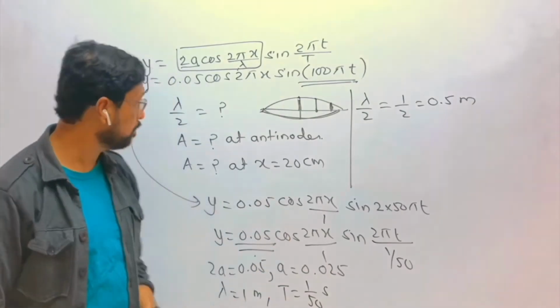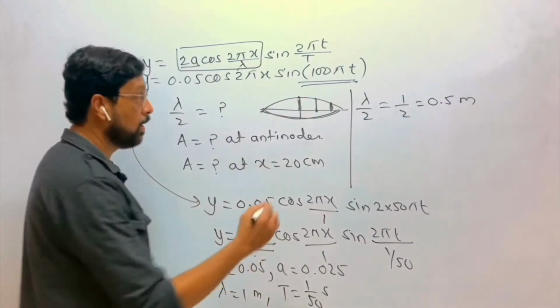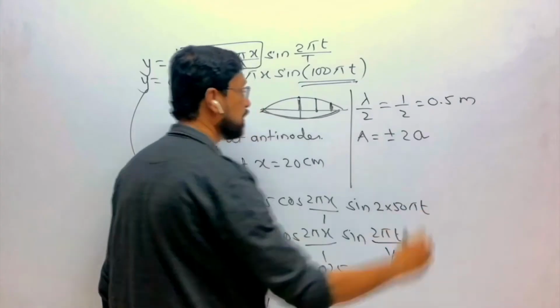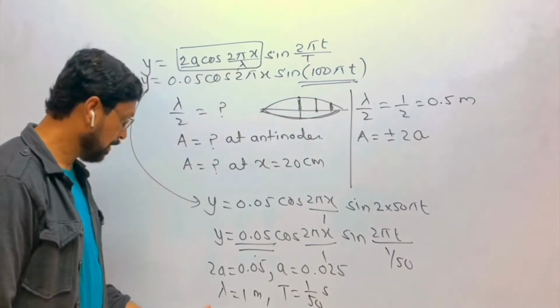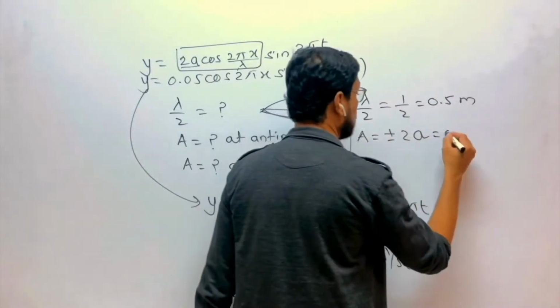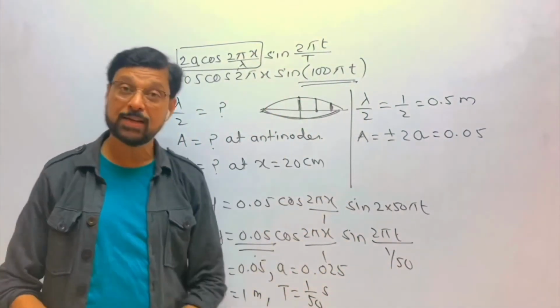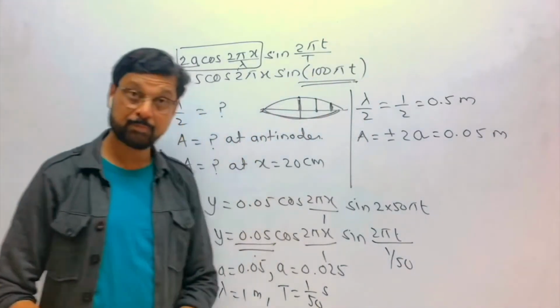आगे क्या पूछा है? Amplitude at antinodes. Antinodes पर amplitude होती है plus or minus 2a, isn't it? Maximum amplitude, and 2a we found that is 0.05. So amplitude at antinodes is plus or minus 0.05 meter. That is your second answer.